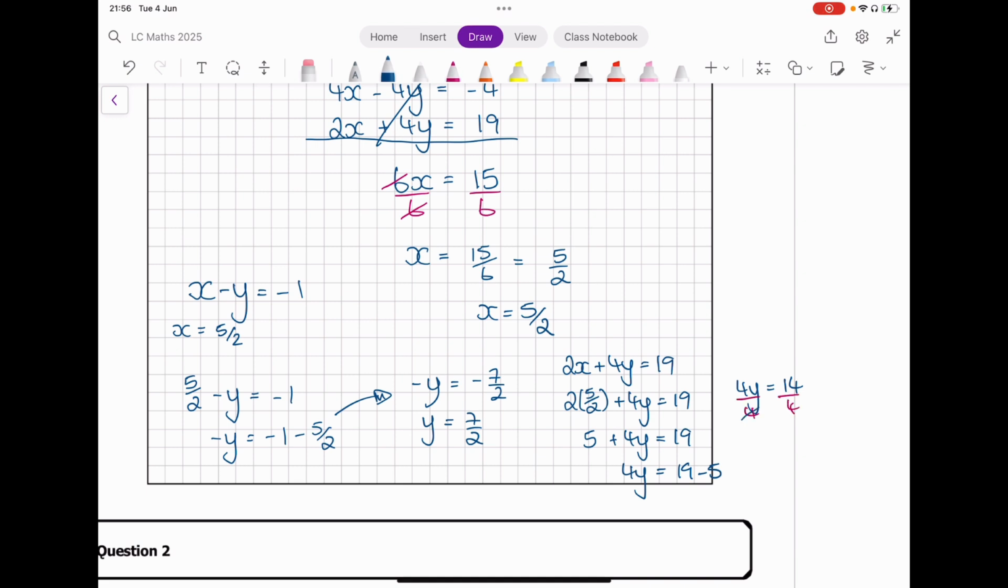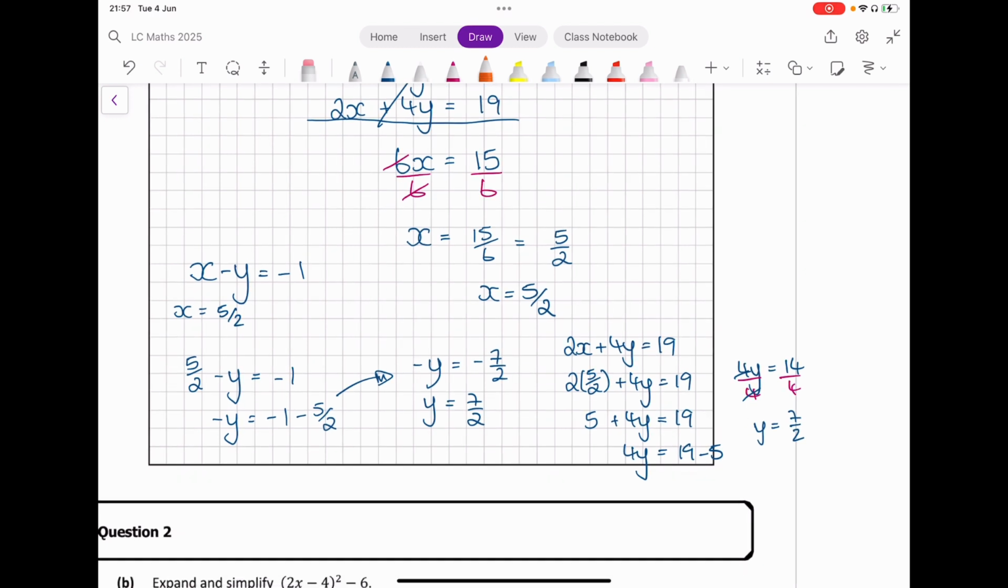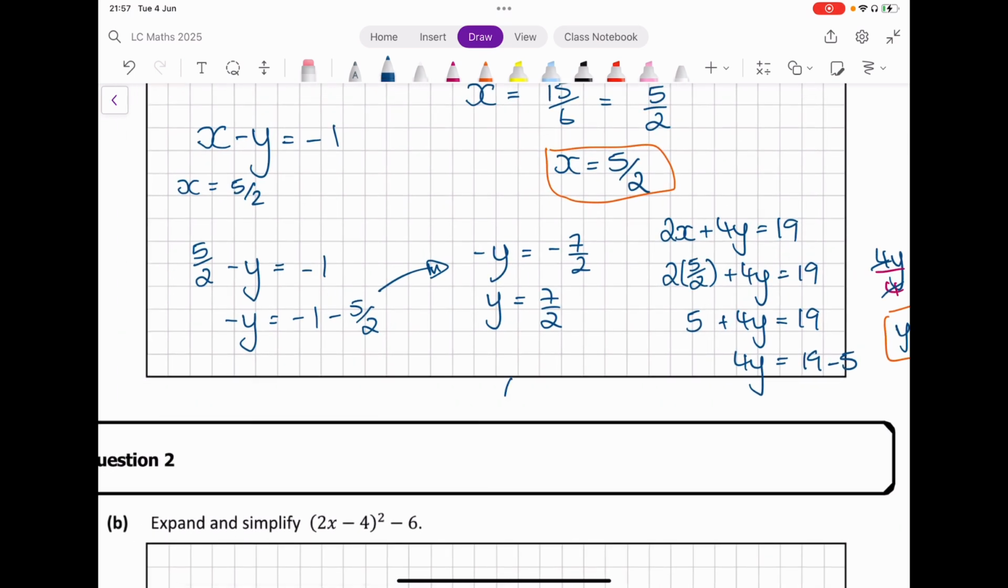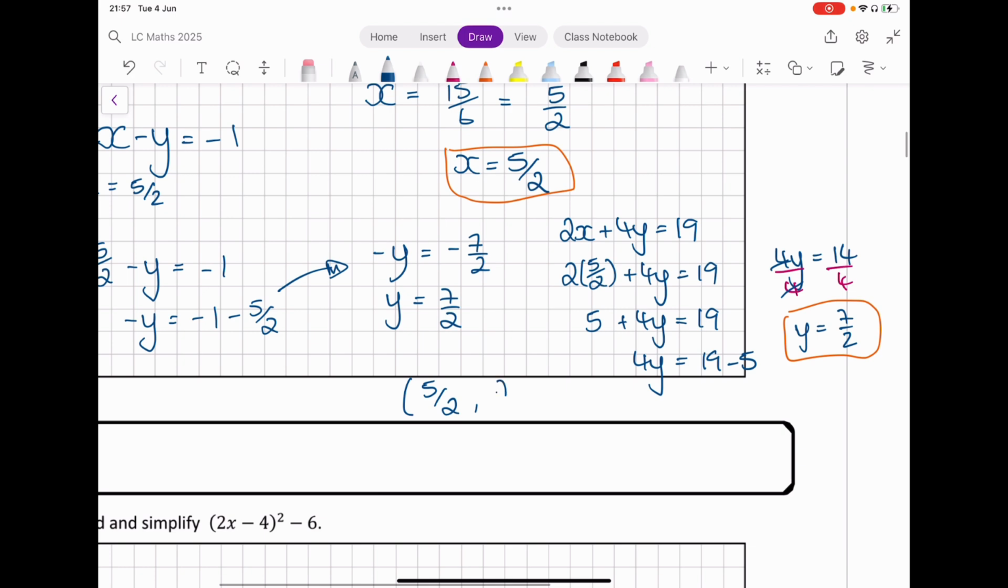And that would give me y is equal to 14 over 4, which can also be written as 7 over 2. Okay? Because 2 goes into both of them. 2 goes into 14 7 times, and 2 goes into 4 2 times. So now I have my answer. Y is 7 over 2, and x is 5 over 2. So my solution, if I was to write it down as a point, is 5 over 2 and 7 over 2.